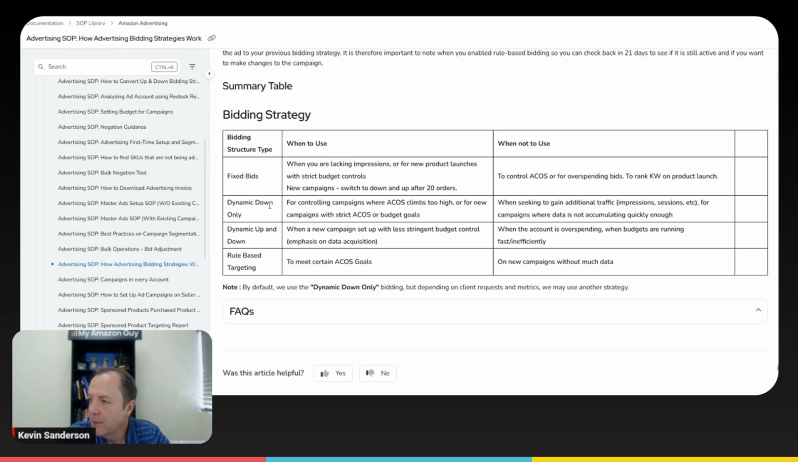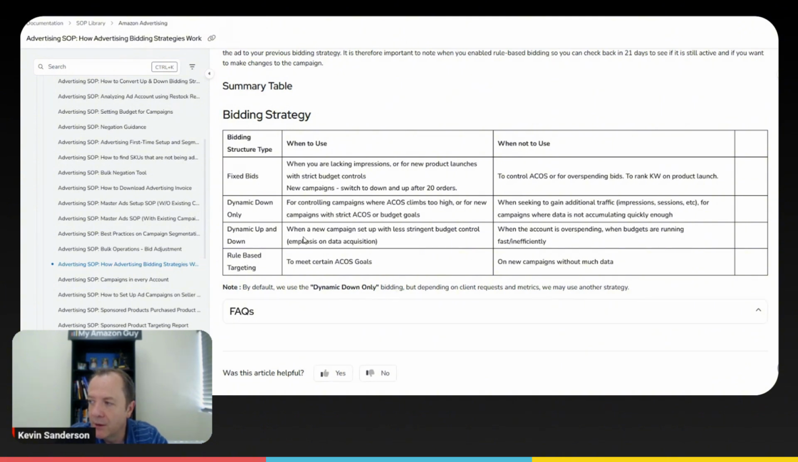And then dynamic down only is for controlling campaigns where ACOS climbs pretty high, or the new campaigns with strict ACOS or budget control. So if you're really worried starting out and you have a very strict budget, you don't want to go above and beyond that, you want to potentially use the down only. But if you're trying to get more traffic and impressions and you're in growth mode, you're willing to go above and beyond, down only might not be the best one.